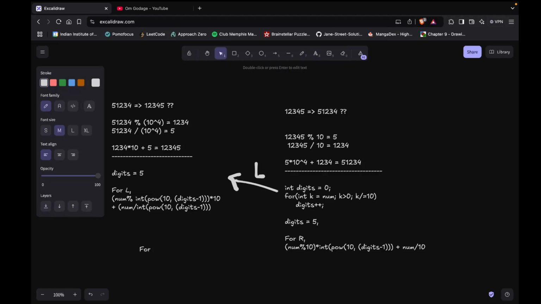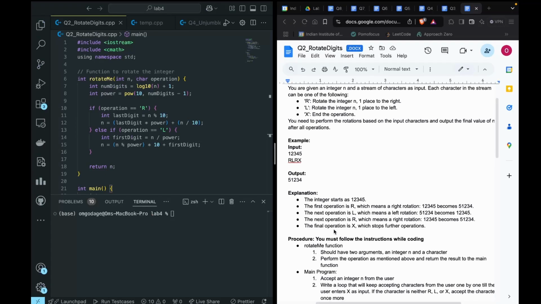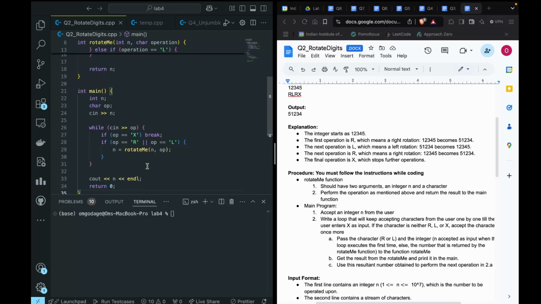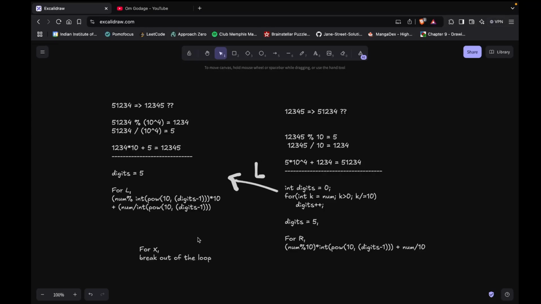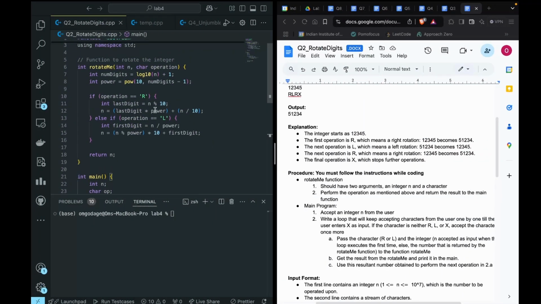So for x, what do you want to do? Stop the operation. So for x, break out of the loop, and that's all. That's your whole program. Okay, so let's have a look at the code now.